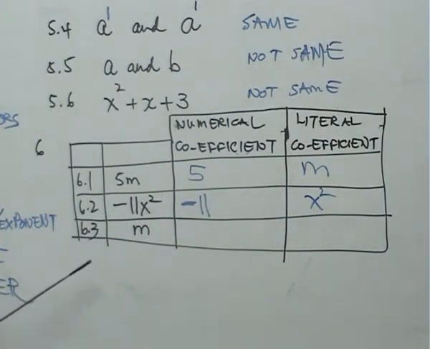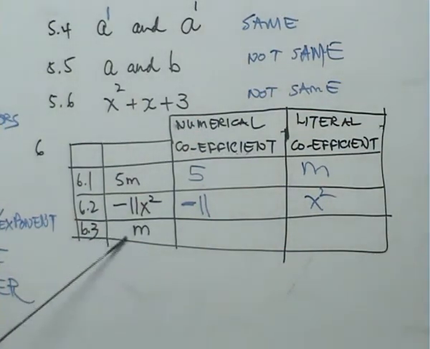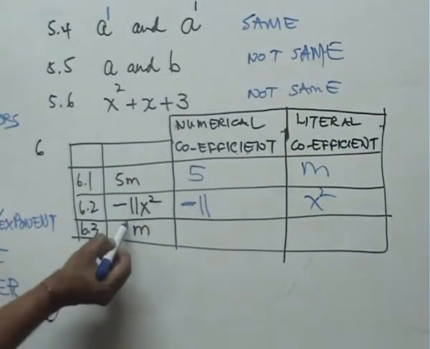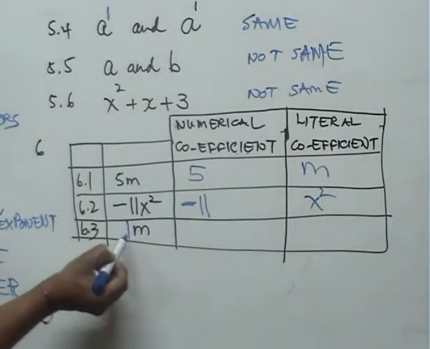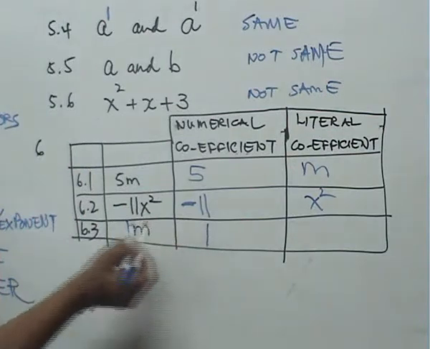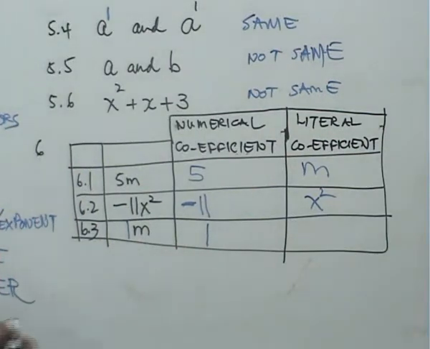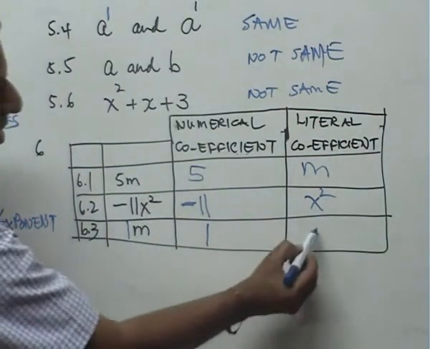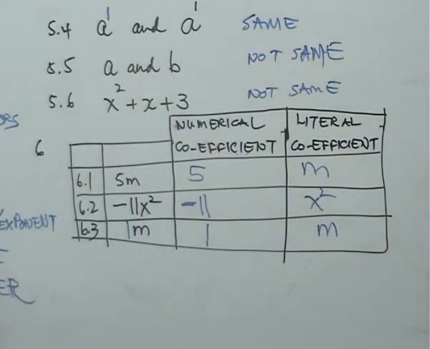6.3. Now be careful. 6.3, there is a number here. The number is not written. It is understood. So in maths, understood means it is there, but it is not written. So we know that the number that is understood here is 1. Therefore, the numerical coefficient is 1. And the literal coefficient is m.